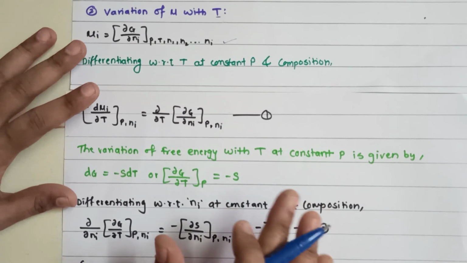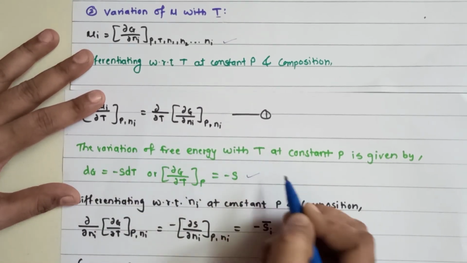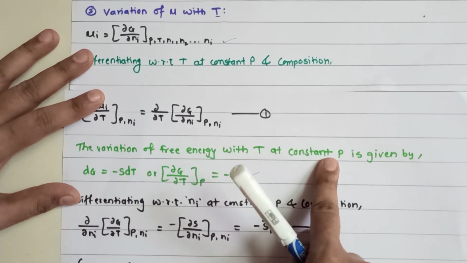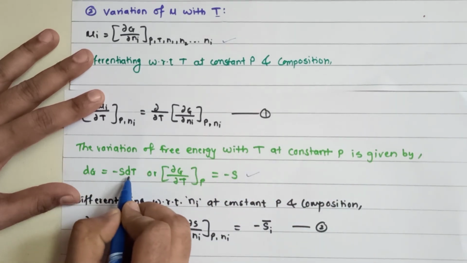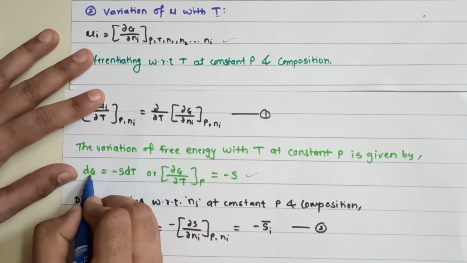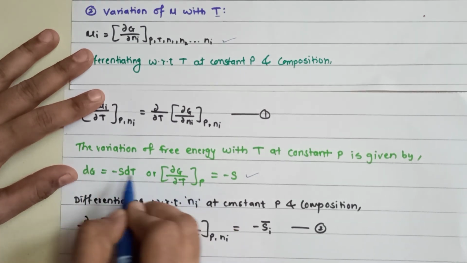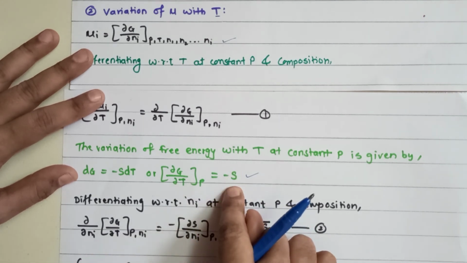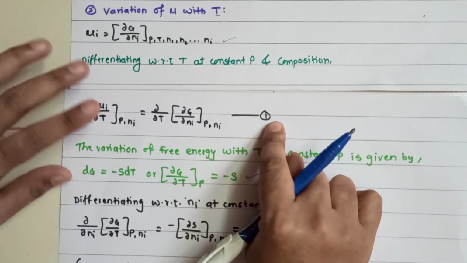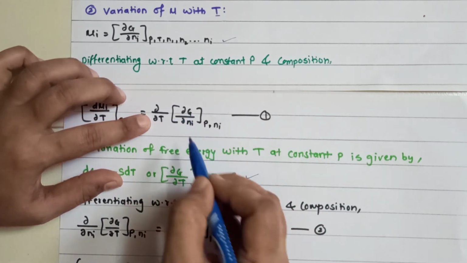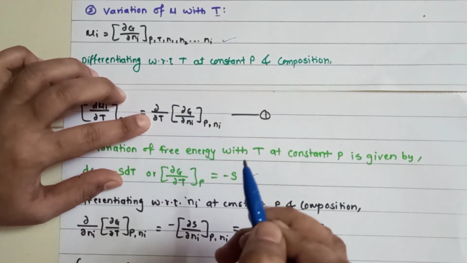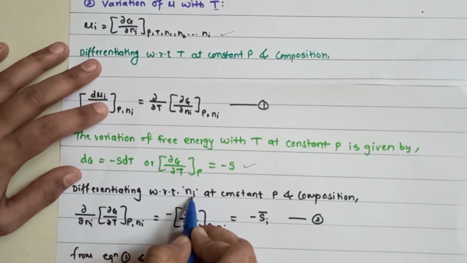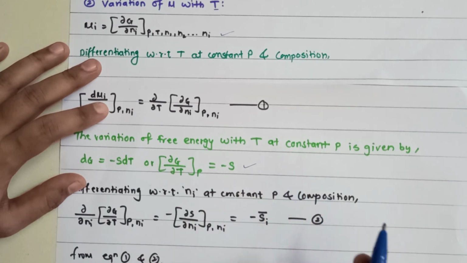Now after getting equation 1, we should know the basic equation that the variation of free energy with temperature at constant pressure is given by dG is equal to minus S dT. We rearrange the equation: dG upon dT at constant pressure becomes minus S. Now you have to put this equation into equation 1. So you will get delta G upon delta T, but here n_i, the number of moles, is missing. So for that, this equation we are first going to differentiate with n_i at constant pressure and composition.